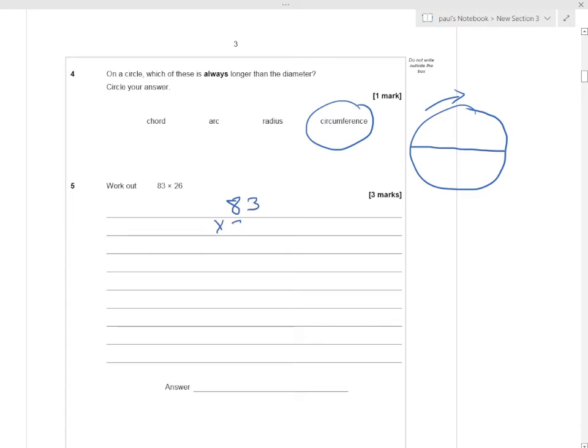83 times 26 is just straightforward multiplication. 3 sixes are 18, 6 eights are 48, 49, 2 threes are 6, and 2 eights are 16. So add them together, 8, 5, 1, 1, 2.